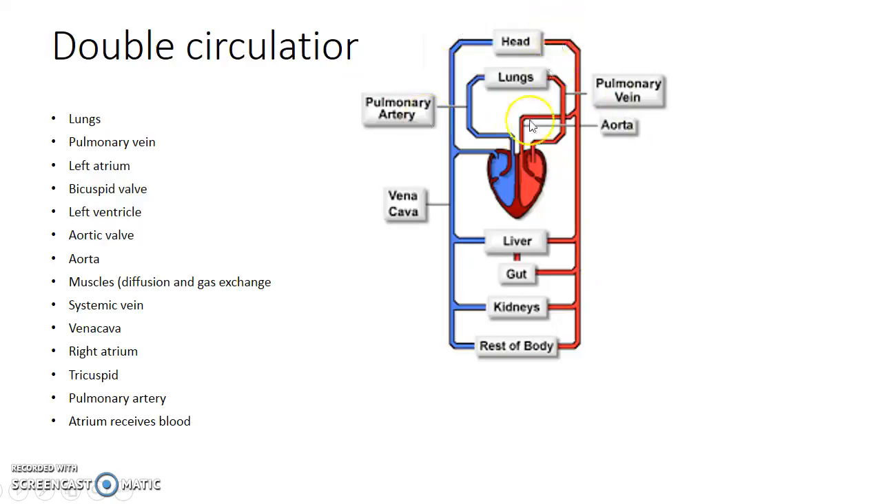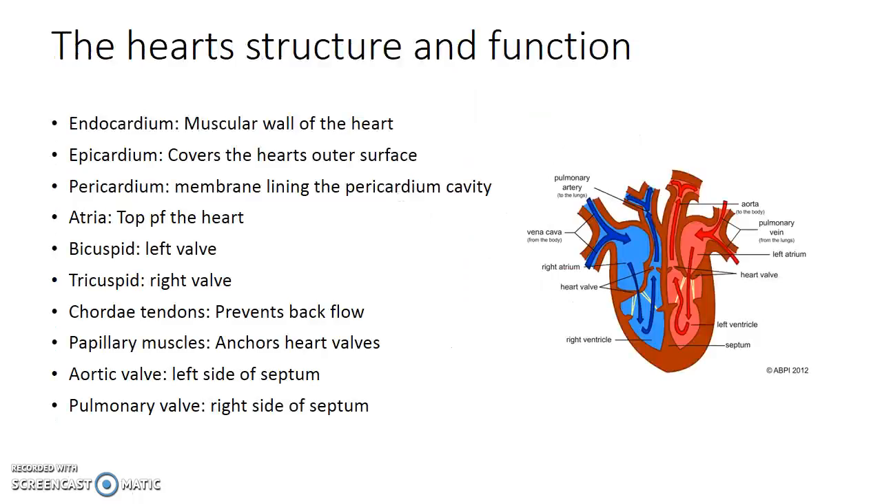So this is the circulatory system. It goes both sides. So you've got the lungs, the pulmonary vein, the left atrium, the bicuspid valve, the left ventricle, aortic valve, aorta, muscles, systemic vein, vena cava, right atrium, tricuspid, and the pulmonary artery and atrium, which receives the blood, and all of these go to the cardiovascular system.